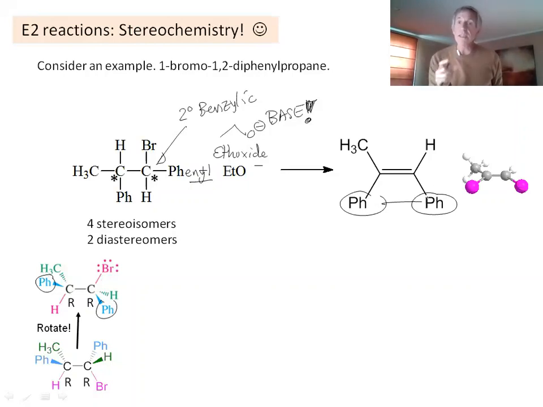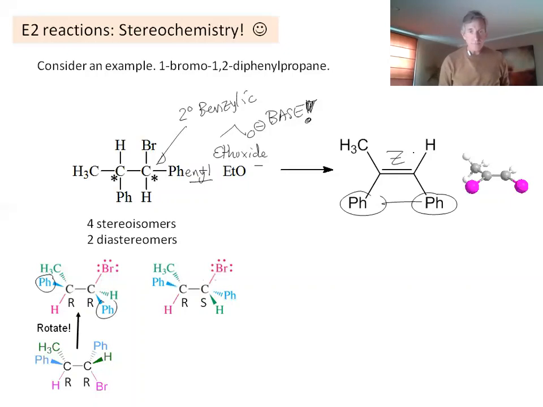Stereochemistry of these diastereomers matters. You might make a different product. You might not make the Z isomer, right? What if you started with the diastereomer of this molecule? What if you started with this form?